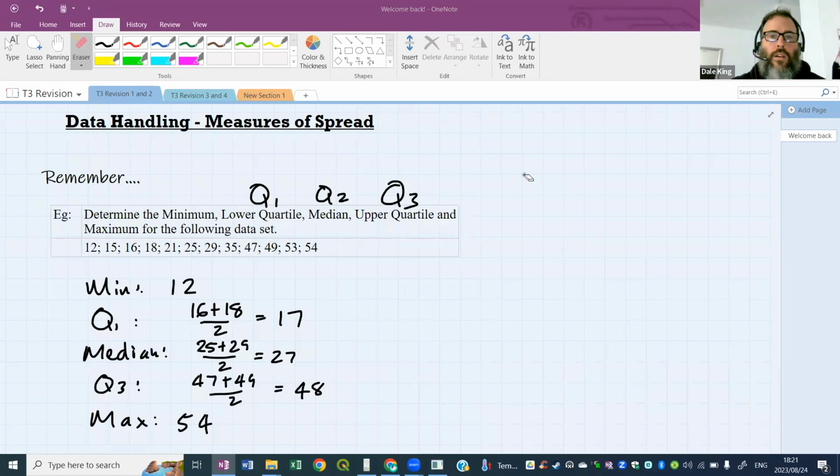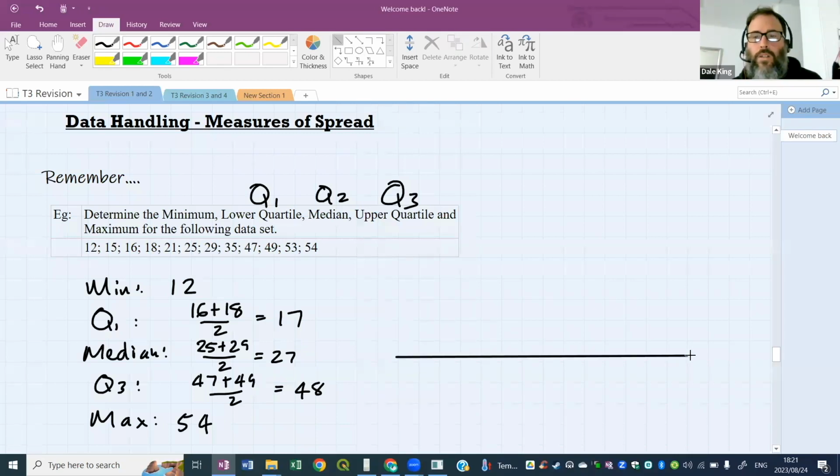Okay. All right. Let's carry on. So that is our answers for this. Determine the minimum, low quartile, median, upper quartile, and maximum for the following data set. Now, you might not know this. It doesn't really matter if you do or don't, but this is actually called the 5-number summary. And with the 5-number summary, we can draw this incredible thing called a box and whisker plot.